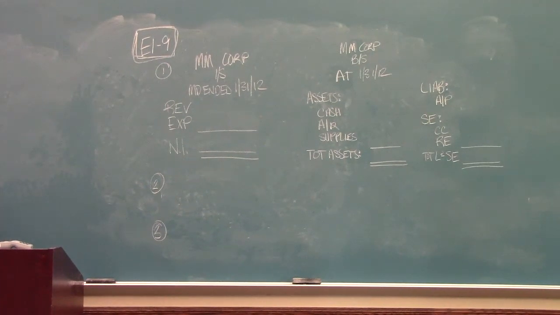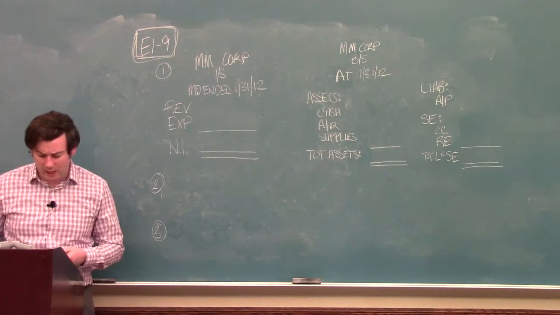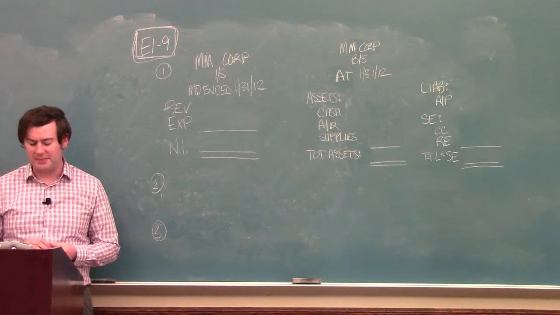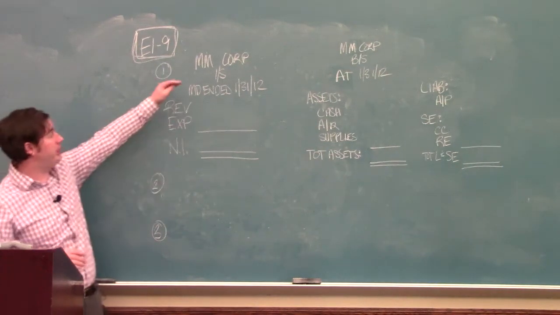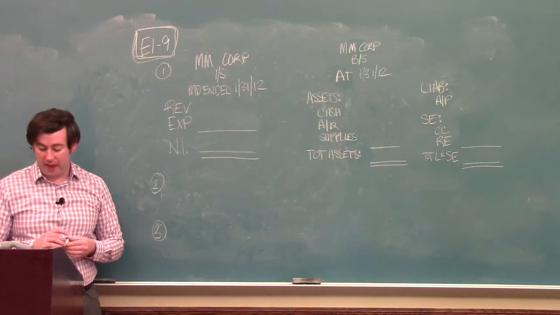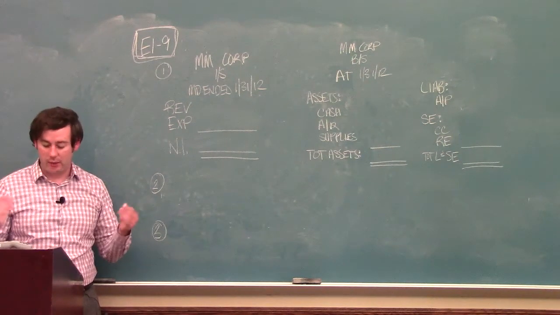Next problem on the list for Chapter 1 is E19. E19 indicates 5 individuals organized Miami Music Corporation, which I've abbreviated MM up here, on January 1st, 2012. At the end of January 31st, they had the following data.